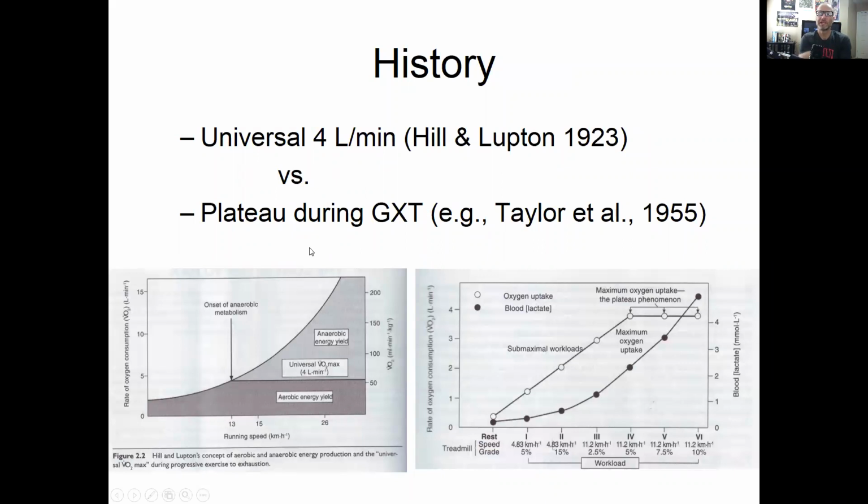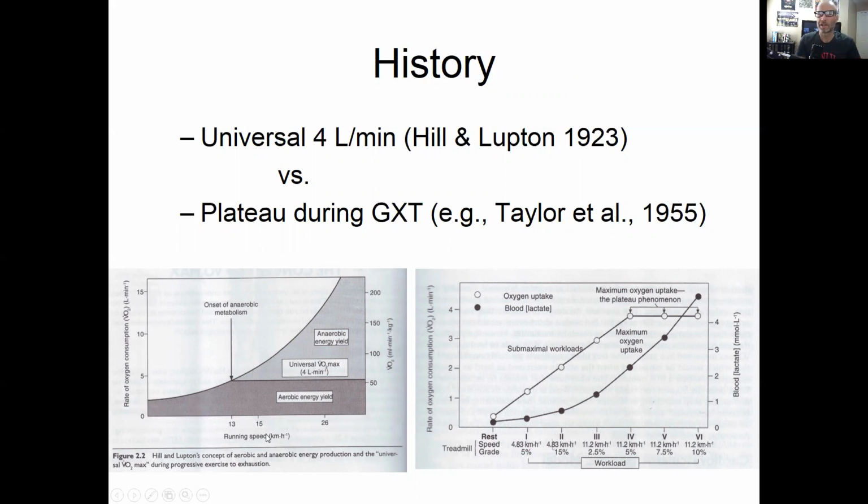So Noakes goes through the history of measuring VO2 max, and he presents these two studies in Chapter 2. This is a good section to read through to get a little bit of history on measuring VO2 max. Hill and Lupton did some of the original work, and they have these data. This is rate of oxygen consumption on the y-axis in liters per minute, and that's okay, that's a rate. We just don't, in these data, normalize to body mass. And then down here is running speed, which, as we know, increases during a graded exercise test.